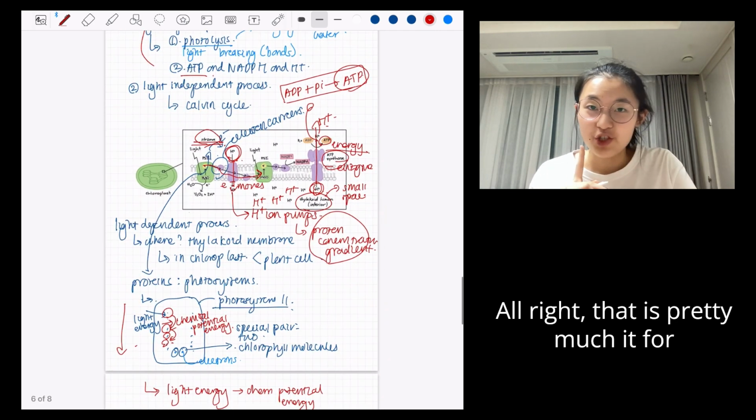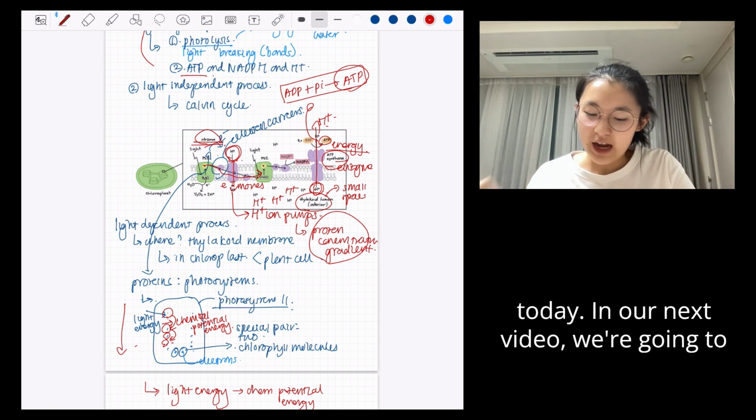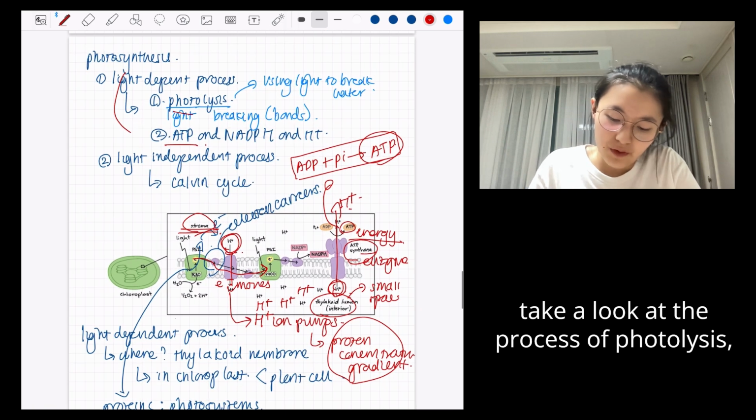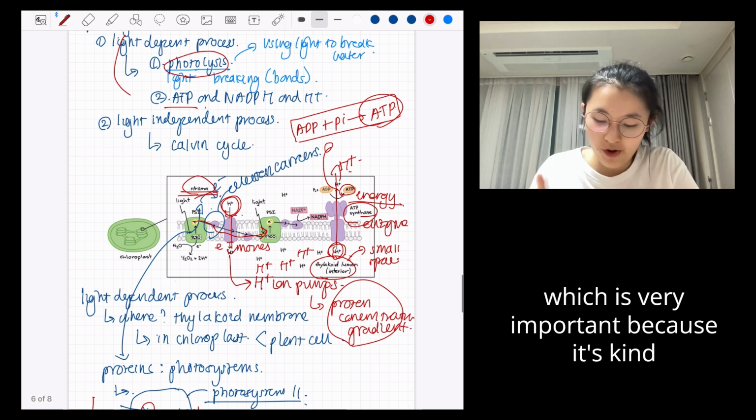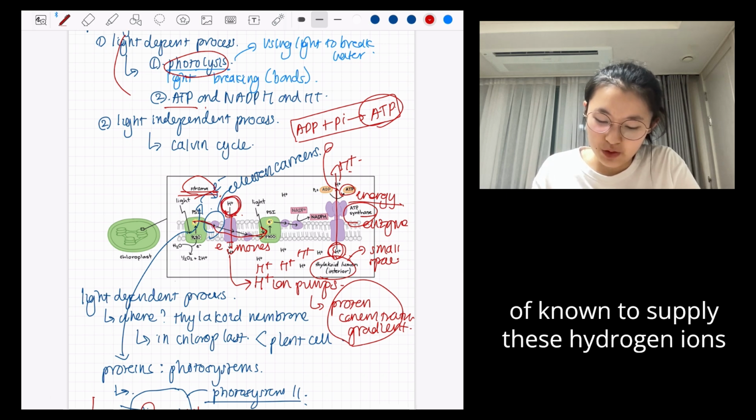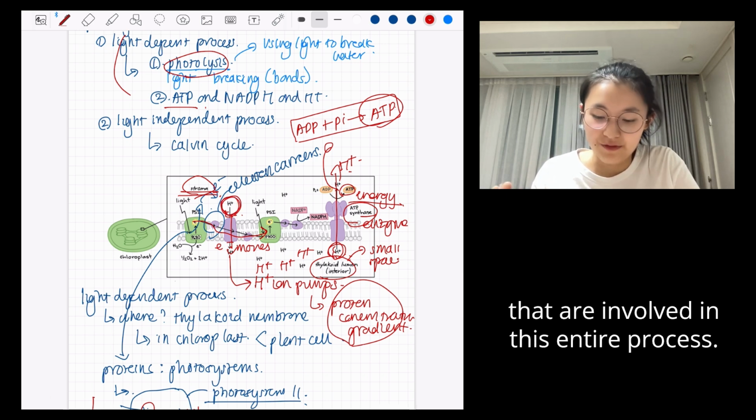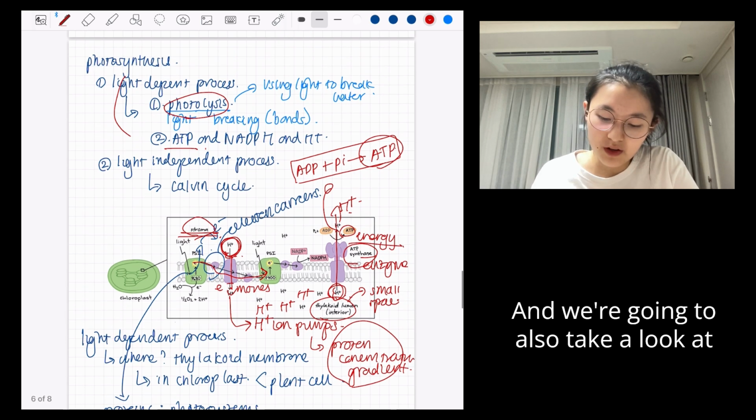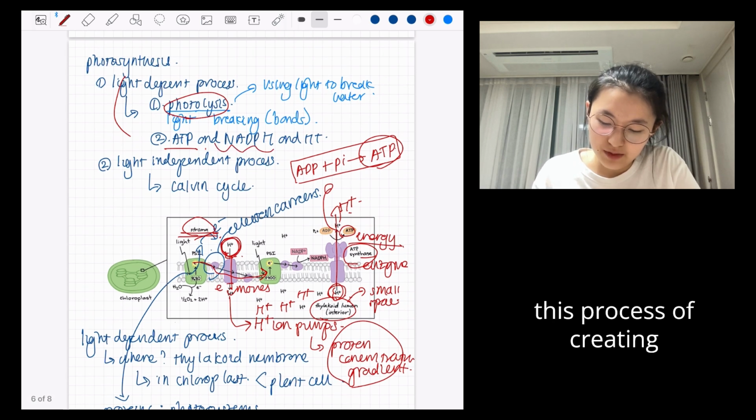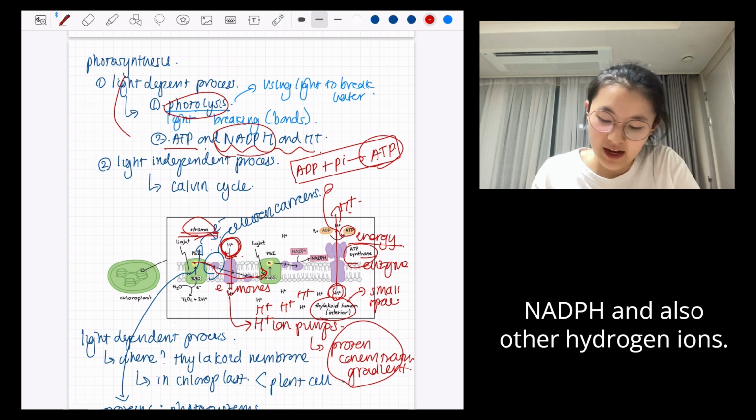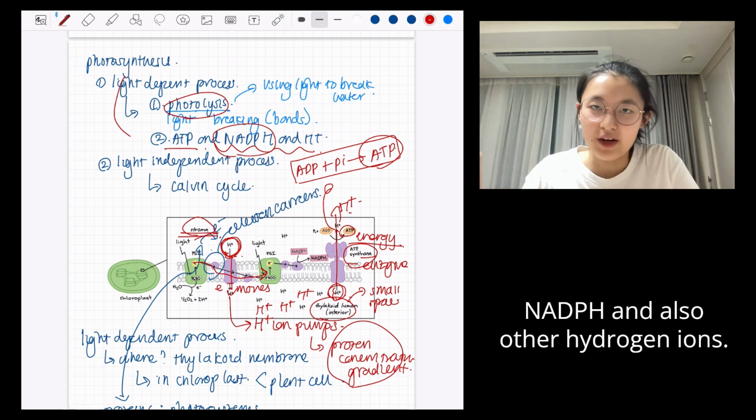All right, that is pretty much it for today. In our next video, we're going to take a look at the process of photolysis, which is very important because it's known to supply these hydrogen ions that are involved in this entire process. And we're also going to take a look at the process of creating NADPH and also other hydrogen ions.